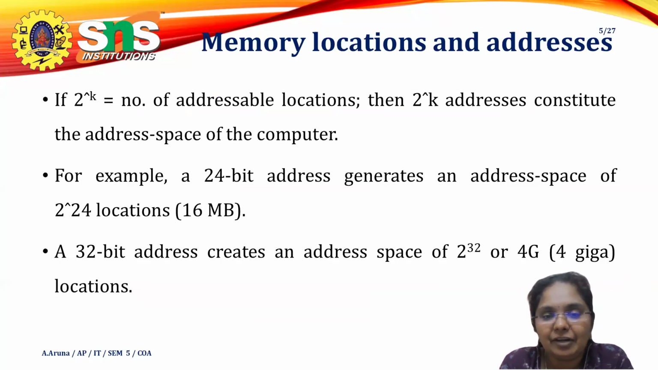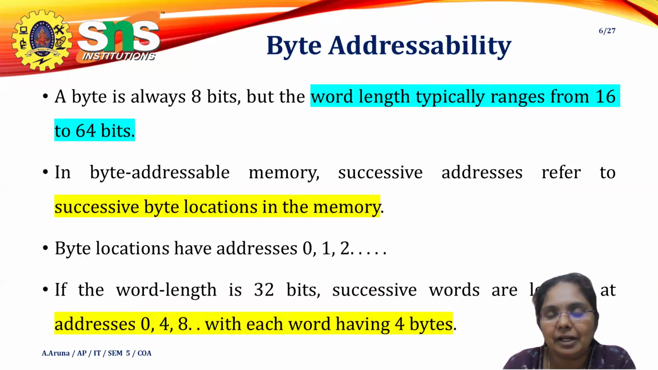For example, a 24-bit address generates an address space of 2 to the power of 24, so my total memory capacity is 16 MB. If it is a 32-bit address, it will create an address space of 2 to the power of 32, that is 4 gigabytes, a 4 GB location. This is how a memory location can be calculated.